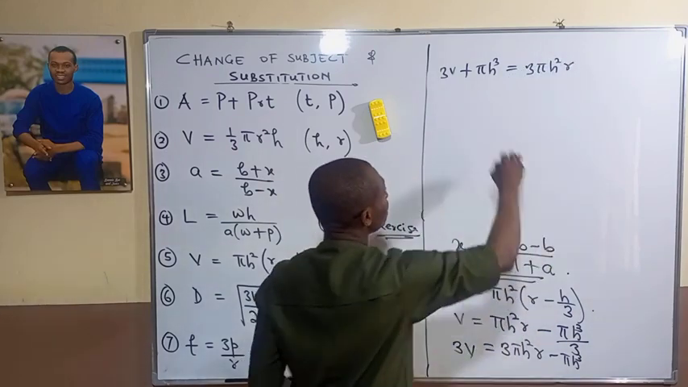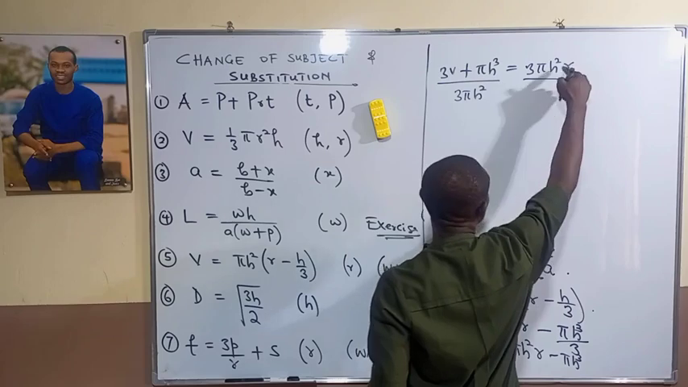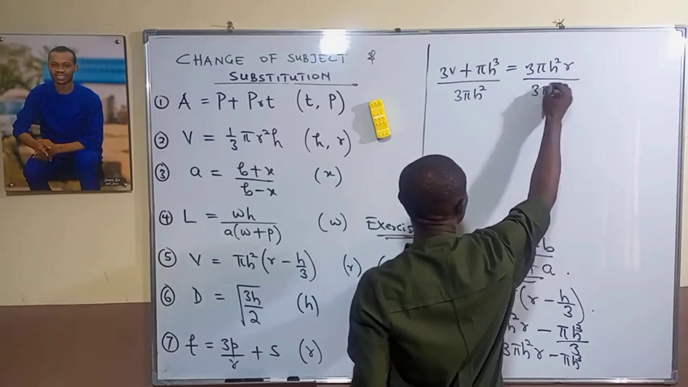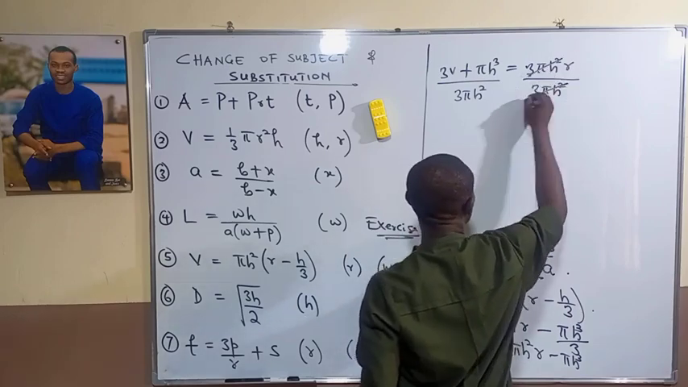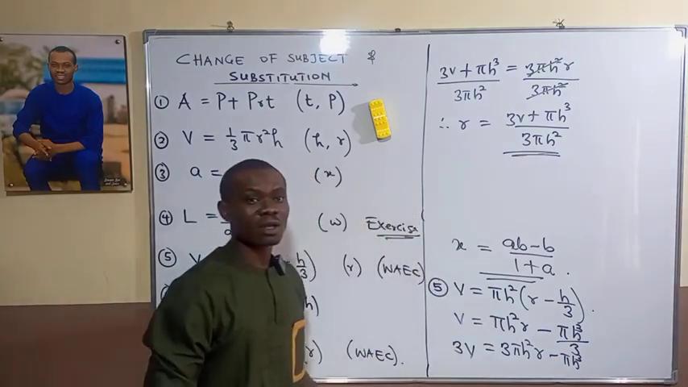And then immediately I'll divide both sides by 3 pi h squared, which is the coefficient of r here. So by the time I do that, this will go away. Therefore, my r is equal to, that is our solution.